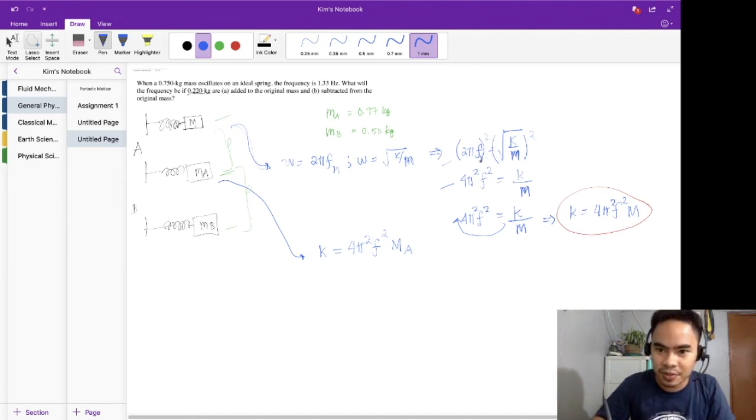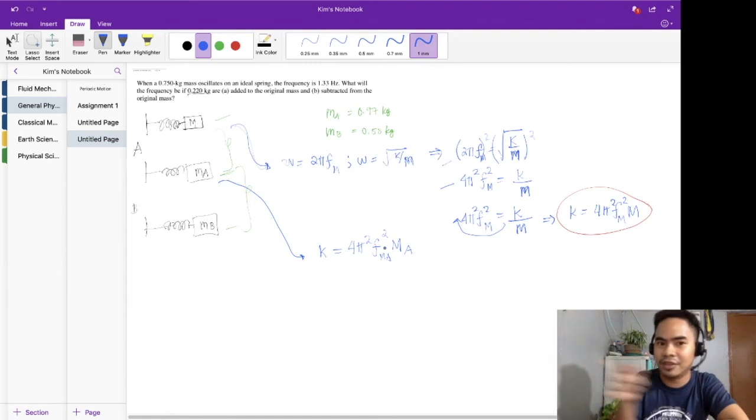So this one is f sub m, f sub m. Okay, so f sub m. So in our new equation for case 2, where you add 0.220 kilograms, the f there is different from f sub m, so it should be f of m sub a, meaning this is now the frequency of the oscillation when you actually added a new mass that is 0.220 kilograms. You add 0.220 kilograms, so you have 0.97 kilograms.